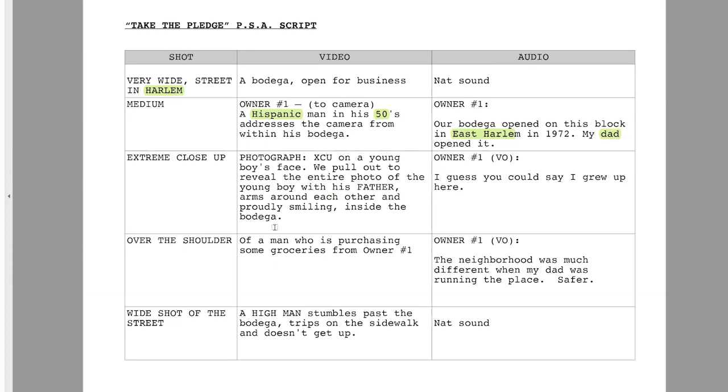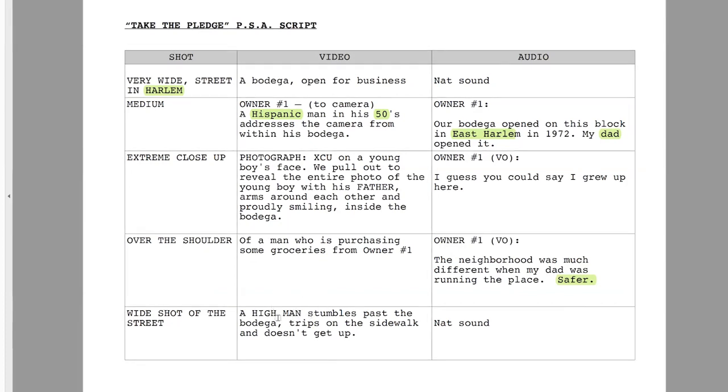An over-the-shoulder shot of a man at the counter who's purchasing some groceries from the owner. And I chose an over-the-shoulder shot because, remember, I wanted to show a relationship between two people. So I want to show a relationship of the owner and the man who's purchasing the groceries. The owner says, the neighborhood was much different when my dad was running the place. Safer. Remember, that is key because we are really trying to convince them by talking about how selling K2 makes the crime go up. It makes them less safe.